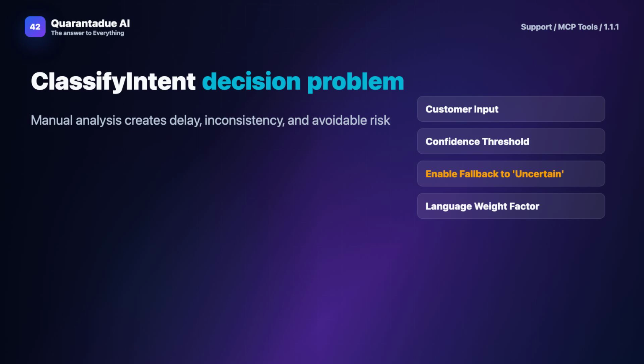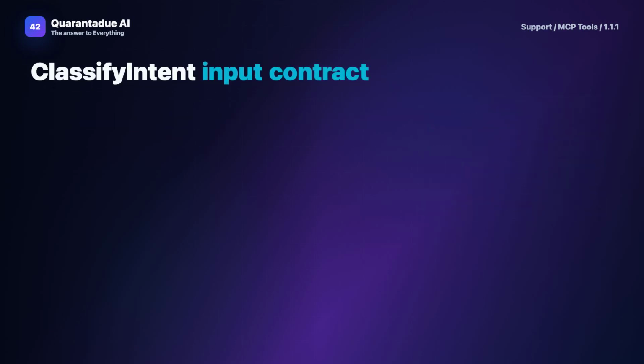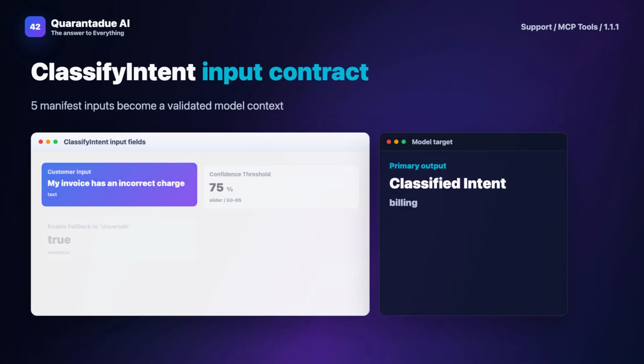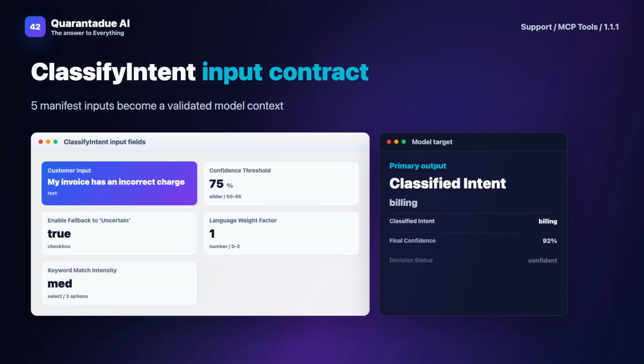Let's get technical. ClassifyIntent is not a neural network that guesses. It's based on pattern recognition and semantic analysis. Think of it as a sophisticated rule engine that understands language structures. The key concept is deterministic output. Given the same input, it will always produce the same intent classification. This is different from statistical models that might change.